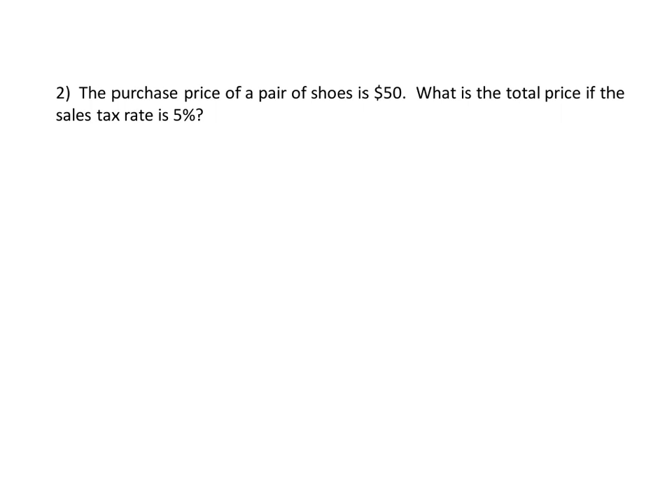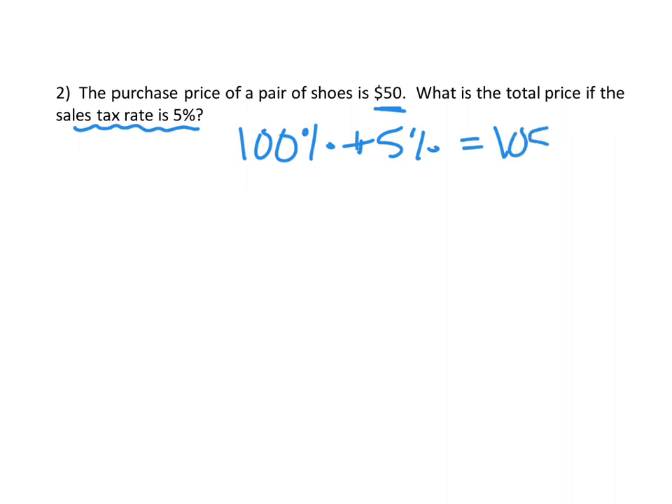So problem number 2 says the purchase price of a pair of shoes is $50. What is the total price if the sales tax rate is 5%? So now let's think about this. We're paying the whole cost of the shoes, so we're paying 100% of the cost, plus we're paying an additional 5% for the sales tax. So that means we're paying 105% of the cost.